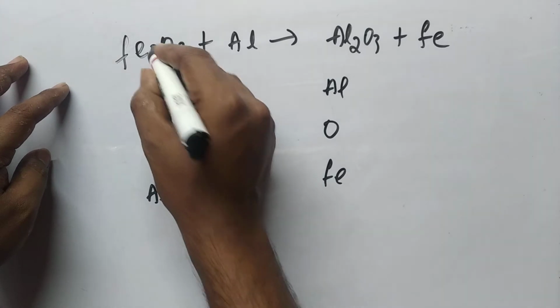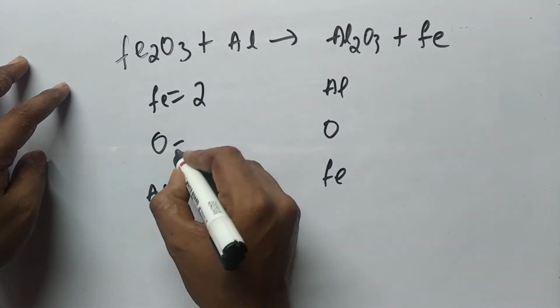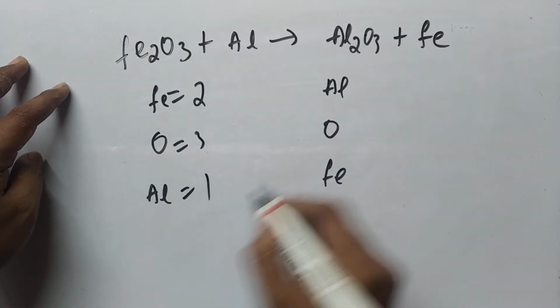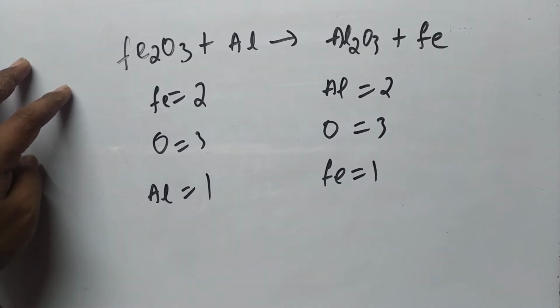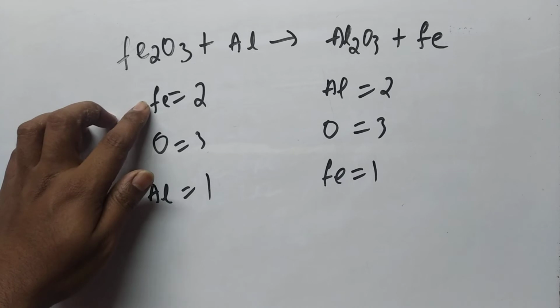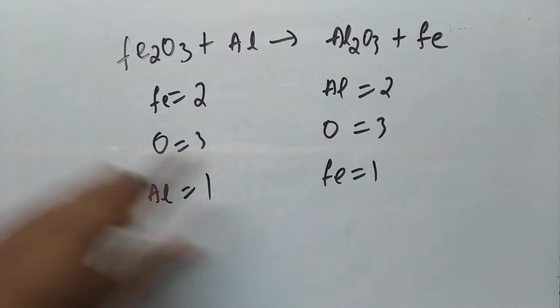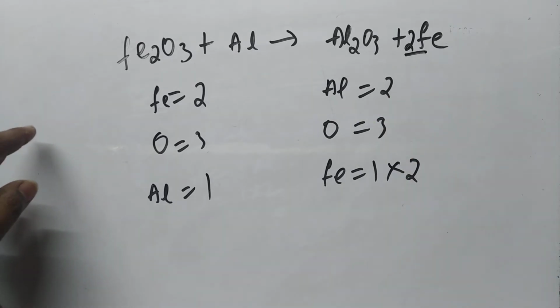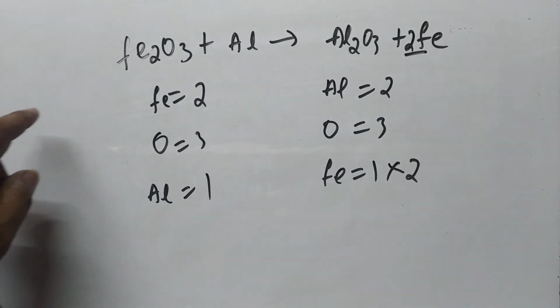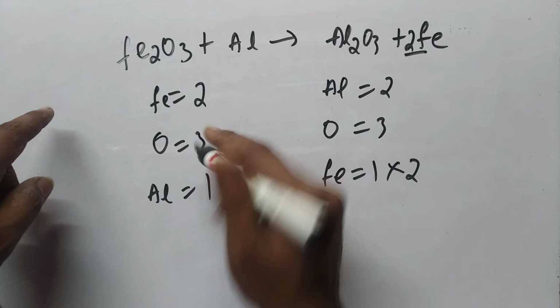The total number of irons is 2, oxygens are 3 and aluminium is 1. On the right we have 2 aluminium, 3 oxygen, 1 iron. So what do you need to balance? Here we have 2 iron, here we have 1, so we have to make it double. We'll write a coefficient 2 here. Then here we have 2 aluminium and here 1, so we'll write 2 here.